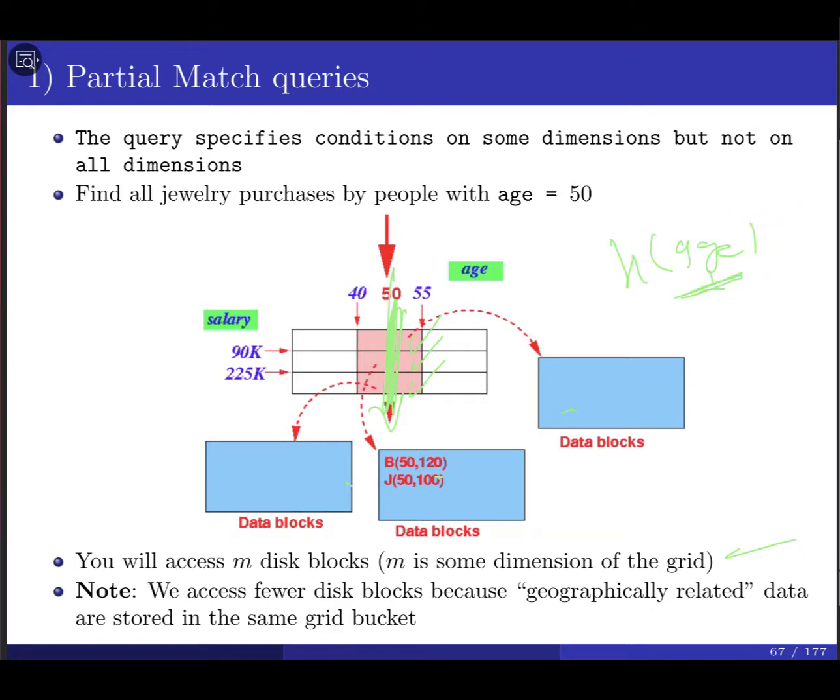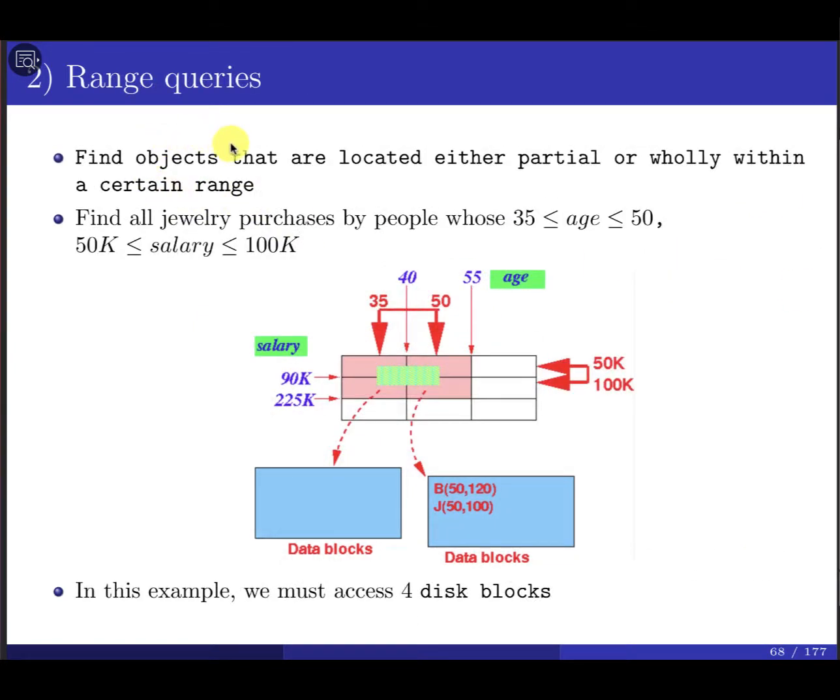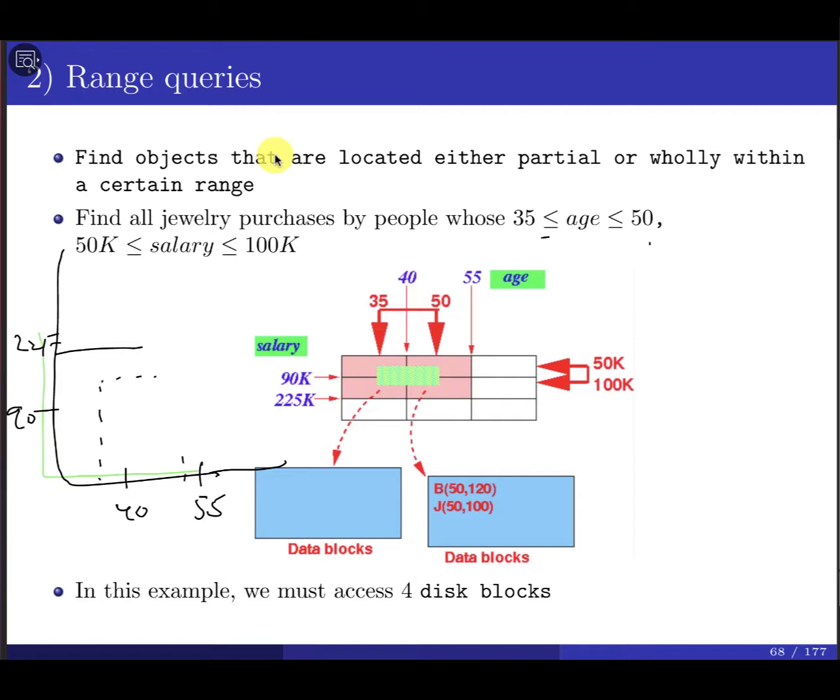And the second kind of query is the range query. This is one interesting query here. So it looks like I'm looking for what? Assume that, just to imagine how this piece looks like, we have 40, we have 55, okay? And here we have, let's say, 90, and we have 225, yeah? So what I'm looking for here is to find all the jewelry purchased by people with age between 35 and 50. So it looks like I'm looking at 35 and 50 here, okay?